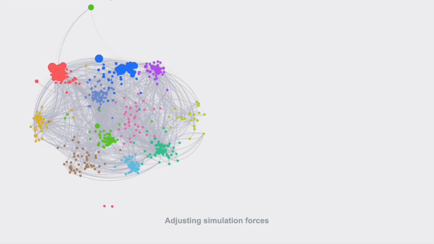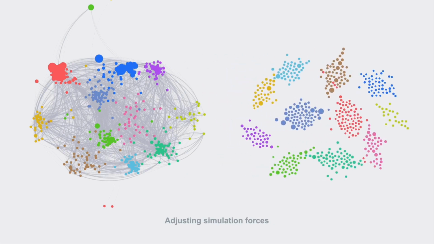While adjusting the link force strength and number of iterations, the clusters became more compact, almost like orchard trees without trunks. The final result looks similar to a packed circle layout, but it stays loyal to the network's original structure.